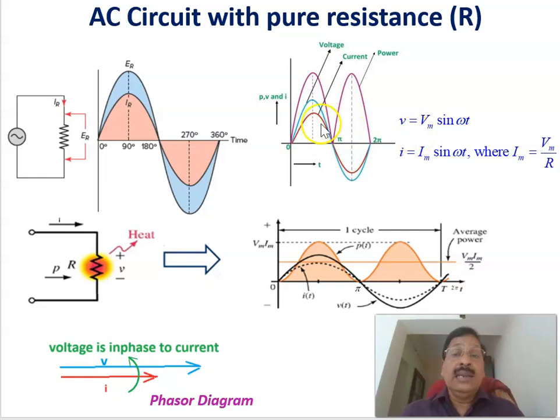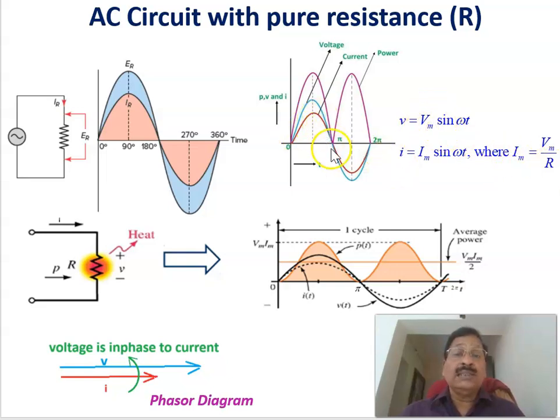Both are in phase, and the voltage equation is V equal to Vm sin omega t. This is the voltage that is applied here. Now the current that is flowing through the resistance is equal to Im sin omega t. That is, both are in phase. There is no phase shift between voltage and current in a pure resistive circuit. Therefore, the current I equals Im sin omega t, where Im, the maximum value of the current, equals the maximum value of the voltage Vm divided by the resistance.